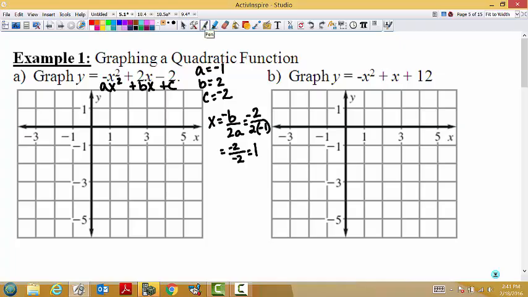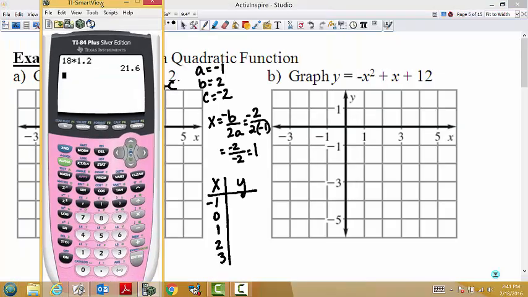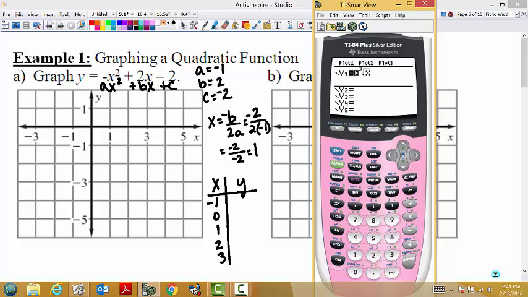So we're going to graph these first couple using a table. We're going to make an XY chart. We're going to put our 1 in the middle. Then you count 2, 3, and go backwards, 0, negative 1. And then we're going to use our calculator. So we go to y equals and type in negative x squared plus 2x minus 2. We're going to let our calculator give us our table. So we hit second table, and we scroll until our 1 is in the middle.